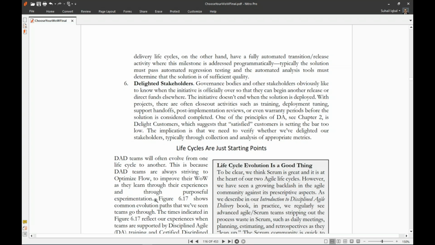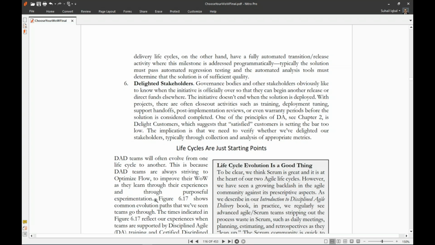sufficient quality. Delighted stakeholders. Governance bodies and other stakeholders obviously like to know when the initiative is officially over so that they can begin another release or direct funds elsewhere. The initiative doesn't end when the solution is deployed. With projects, there are often closeout activities such as training, deployment tuning, support handoffs, post-implementation reviews, or even warranty periods before the solution is considered completed.